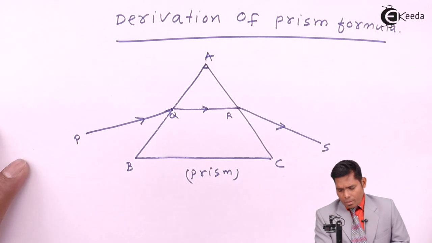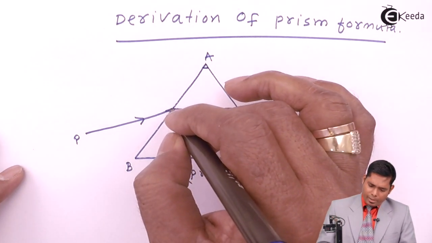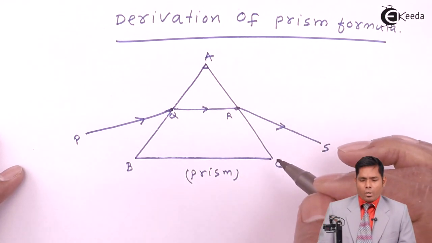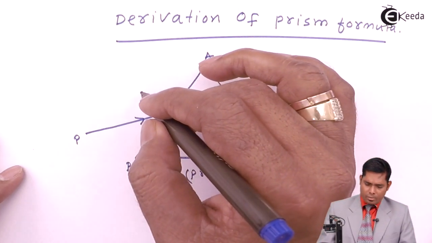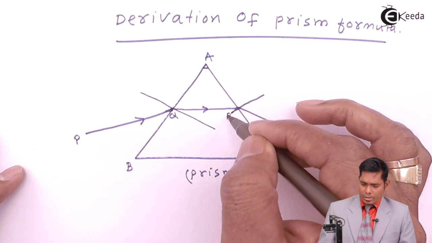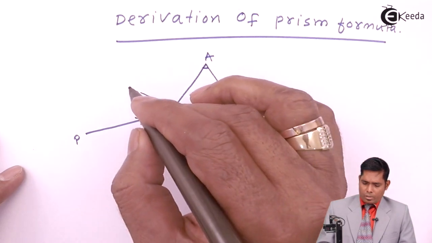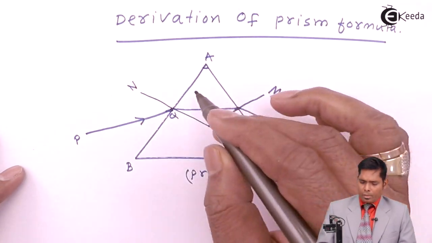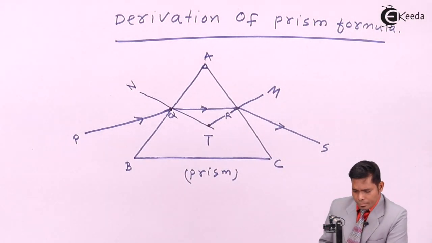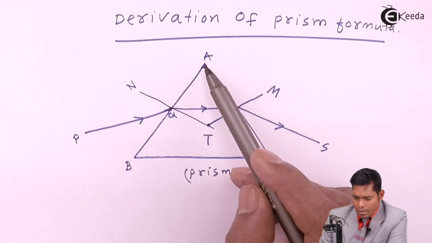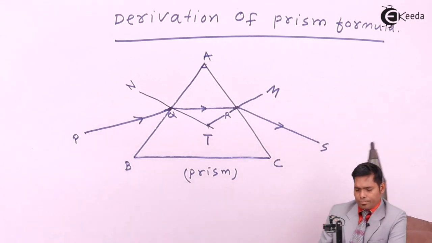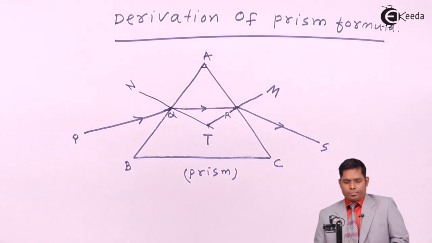This is the point where refraction is taking place, and this is also a point where refraction is taking place. We'll draw a normal at these two faces. This is the normal here, and that is the normal there. Suppose this is N and this is M, and they meet at point T. Now, if you look at A, Q, T, M, this is a cyclic quadrilateral.